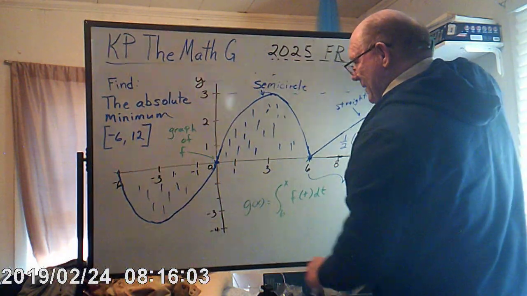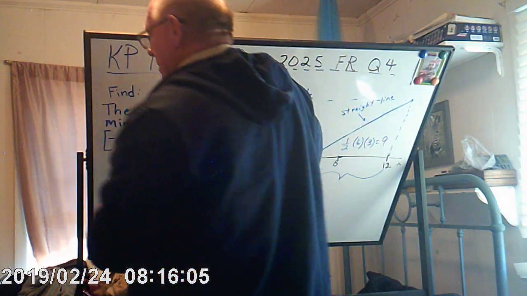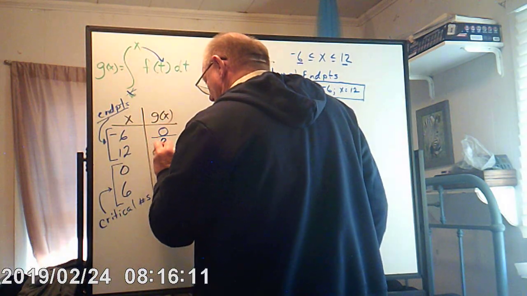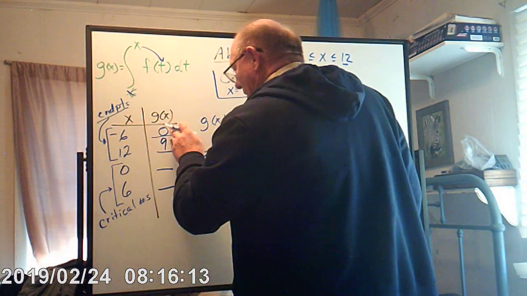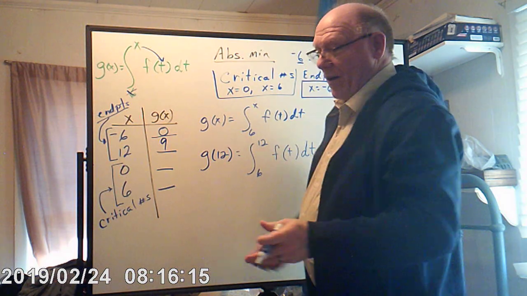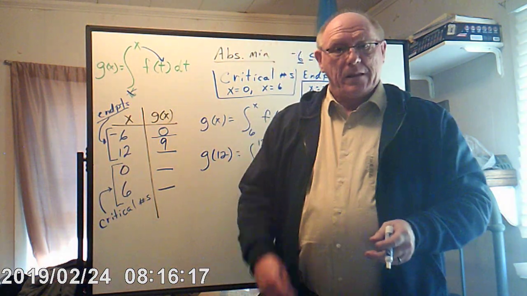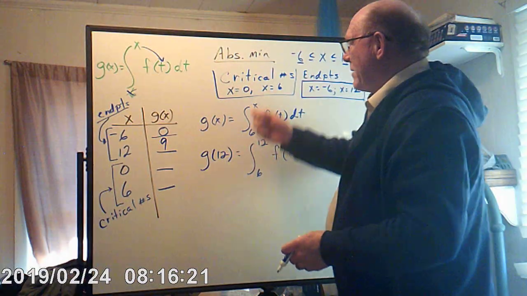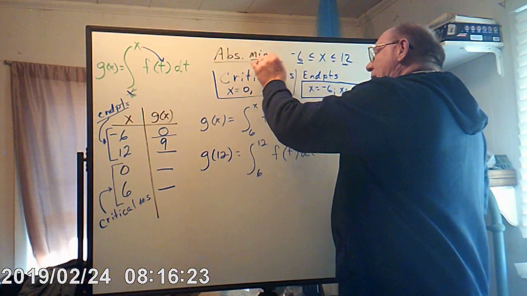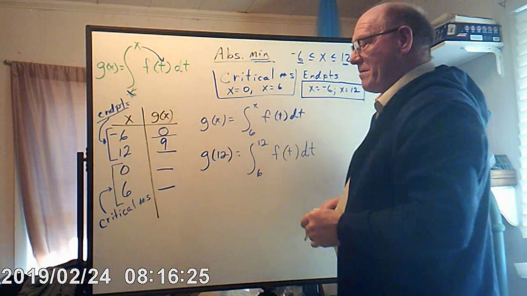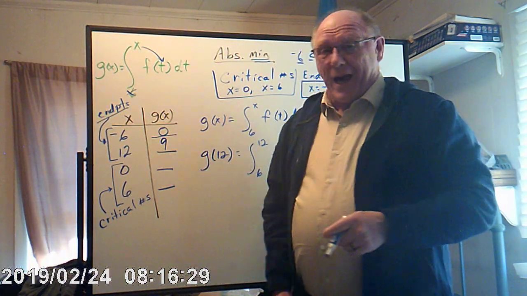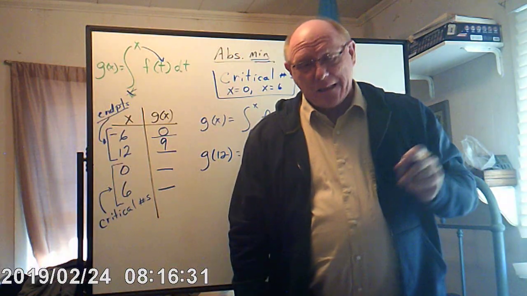Now, what do you know about g at 12? We got the answer is 9. So far, compare the two answers. We have to get all 4 of them first. What do you know about this one? Is this an absolute? Now remember, we're looking for an absolute min, not an absolute max. So far, this would be the absolute max. I think it is.